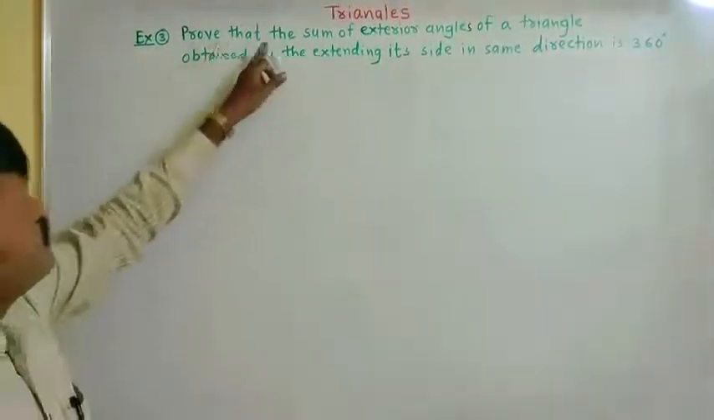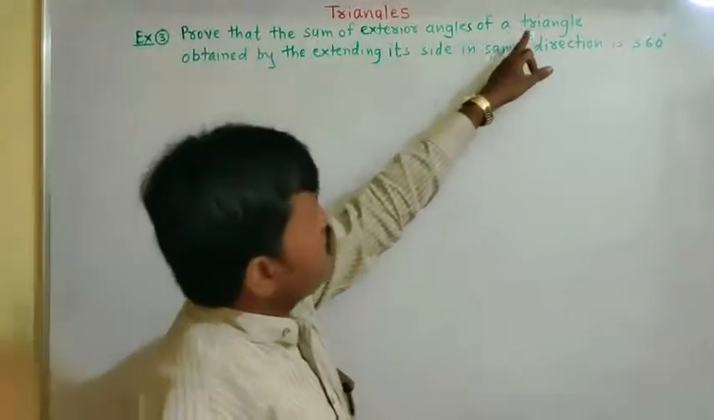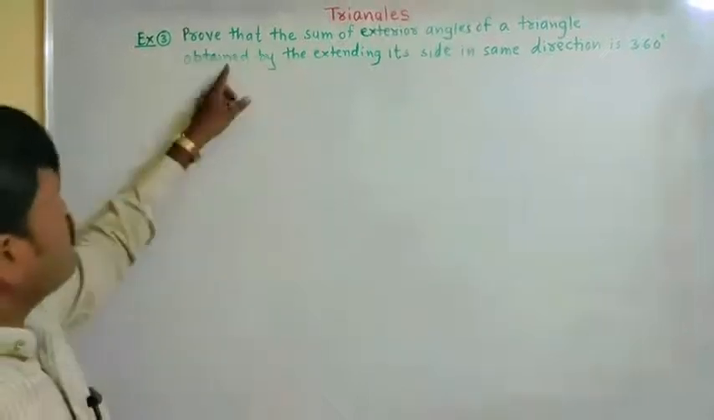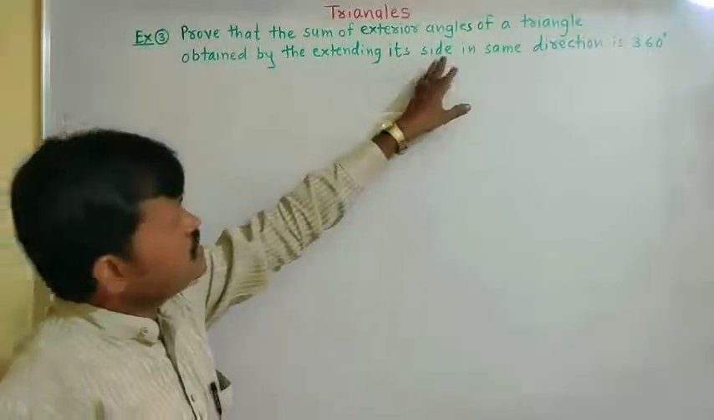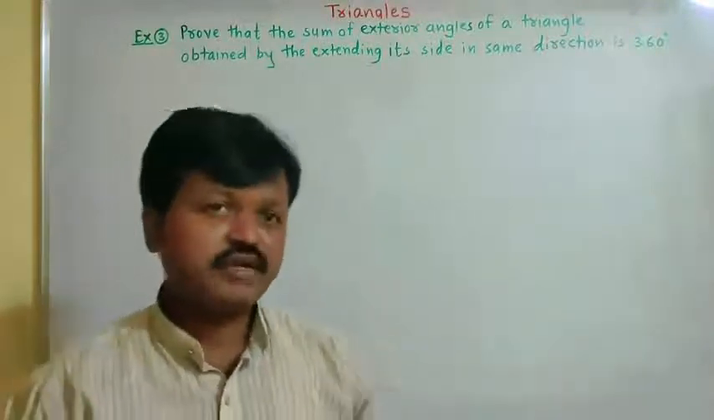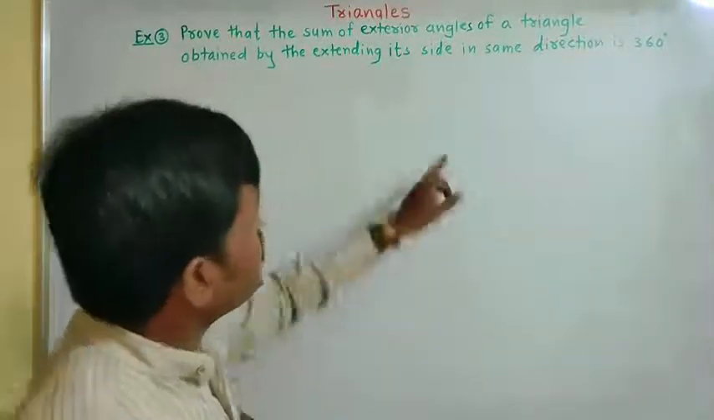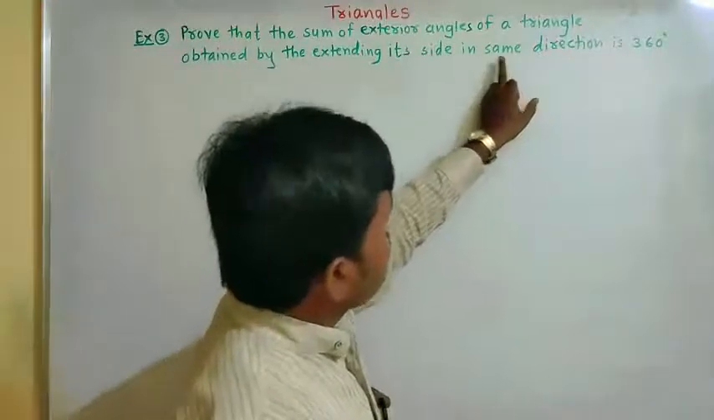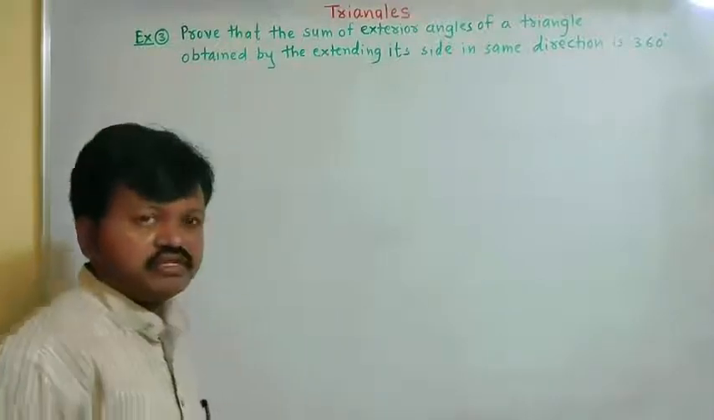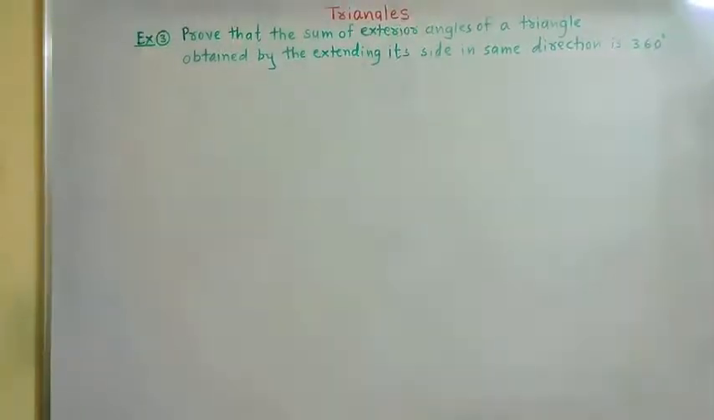Prove that the sum of exterior angles of a triangle obtained by extending its sides is 360 degrees. That is, the sum of the exterior angles formed after extending the sides of a triangle is 360, and we have to prove this.